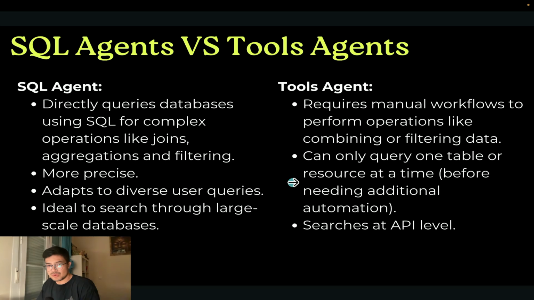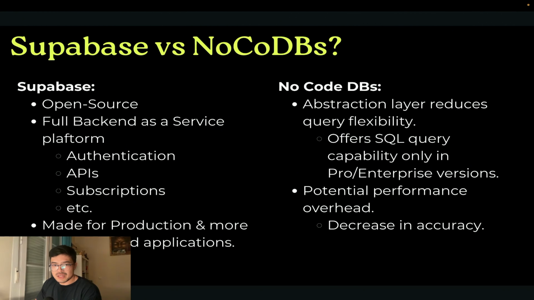And one other difference, which I think is one of the main ones, is that the tools agent can only query one table or resource at a time. I saw some other videos where it searches via API calls, and there's also access to Supabase as a tool, but you're only able to select individual tables. Maybe you can select multiple tables, but you need additional logic or automations to add that, perhaps some Python code, to be able to perform that. But the SQL agent is able to perform that autonomously, without me having to hard code anything. And then another one is that, as explained before, it requires manual workflows to perhaps perform operations like filtering and combining data.